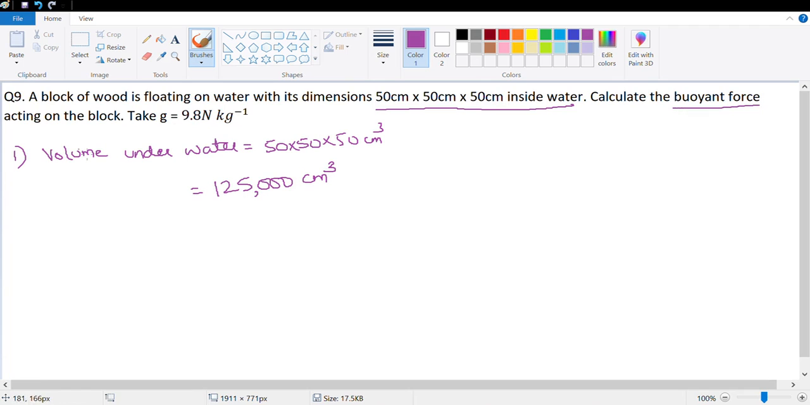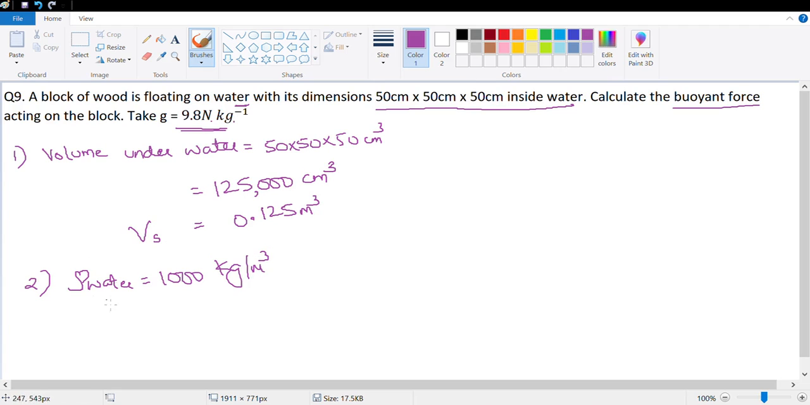Calculate the buoyant force acting on the block. Take g is equal to 9.8 Newton per kg. Since we need to work in Newton and kilogram, I'll have to convert this into meter cube. So that will be divided by 10 to the power 6, which means 0.125 meter cube. So volume of solid is equal to 0.125 meter cube. We're talking about water, which means the density of water is equal to 1000 kilogram per meter cube.